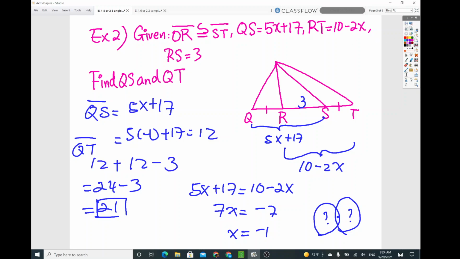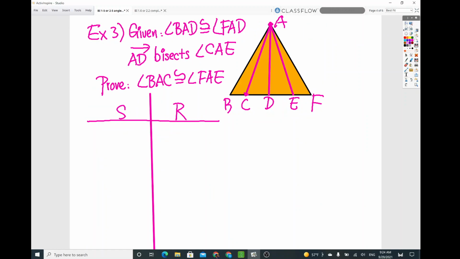Okay, so now let's see what else we have. Given that angle BAD, once again, is congruent to angle FAD. So ray AD bisects angle CAE. Okay, so this one bisects. If this one is the angle bisector, that means these two angles have got to be congruent as well. So you want to prove that angle BAC is congruent to angle FAE.